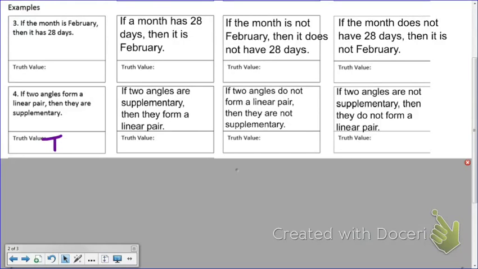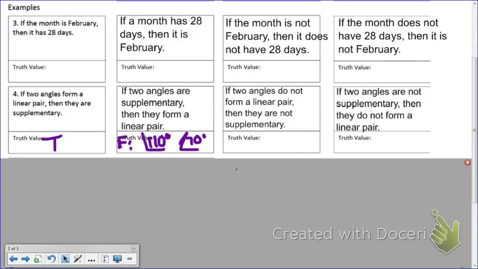The converse, we're switching the if and then. So if 2 angles are supplementary, then they form a linear pair. Recall that supplementary can be any 2 angles that add to 180 degrees. They do not necessarily have to be adjacent. So therefore, this is false. And our counterexample can be a picture, because you can have a 110-degree angle and a 70-degree angle. Those are supplementary, however, those do not form a linear pair.